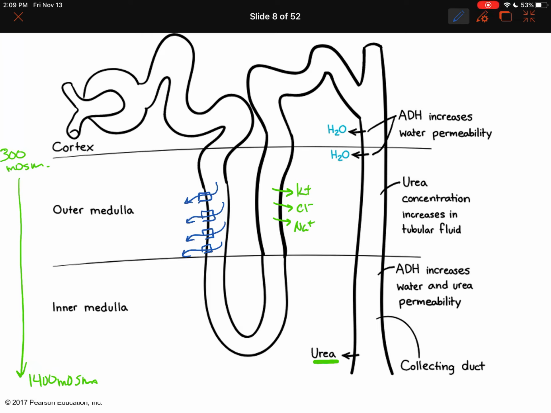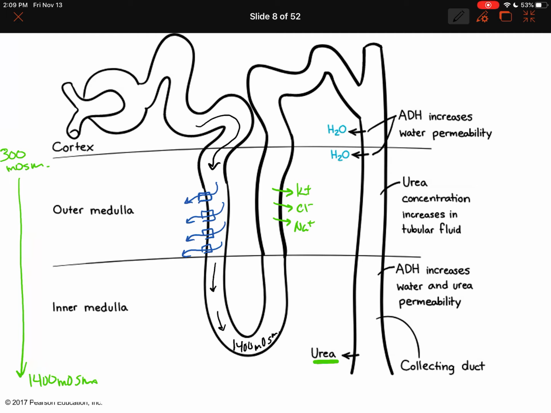Now, what does that do to the osmolarity of the fluid? It's going to make it hyperosmotic. As our filtrate, the tubular fluid, moves down and water is getting extracted, when it reaches the end of the loop, it's also very, very hyperosmotic. It's 1400 milliosmoles. So it becomes isoosmotic with the environment.